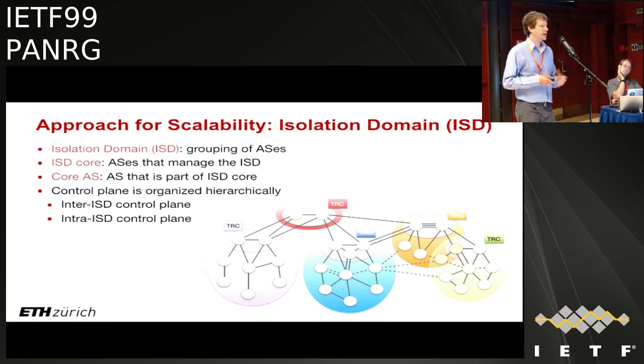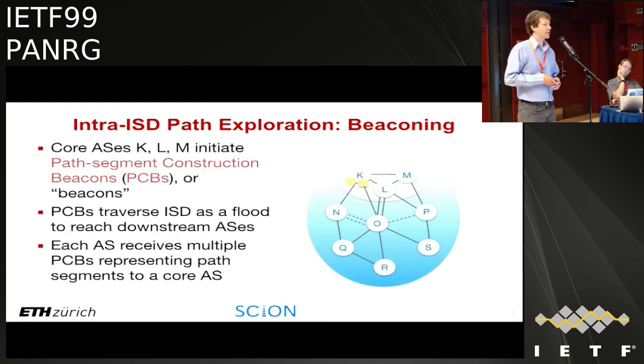So then we run actually two sets of routing protocols. We run one across isolation domains and one within each isolation domain. So next I'm going to briefly describe how routing works inside an isolation domain. We call this process beaconing.